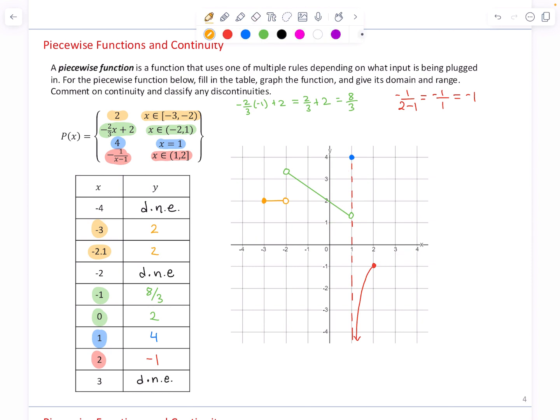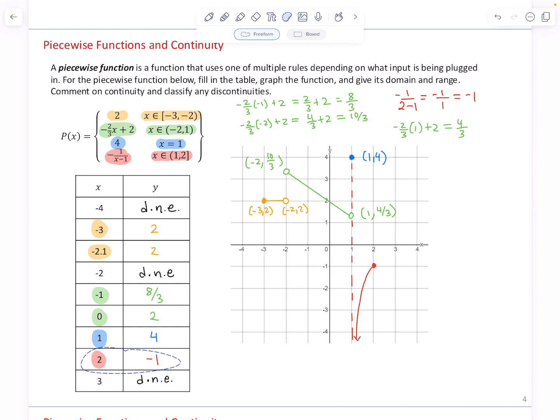Now let's find the coordinates of all these hollow and solid points. The orange ones are easy to find. Now let's find the green hollow endpoints. Plug -2 into the green rule. That gives me 4/3 plus 2, which is 10/3. Now plug 1 into the green rule. That gives me 2 minus 2/3, which is 4/3. Of course, the blue point is at (1, 4). And this red solid point we already found down here in our table. It's (2, -1).